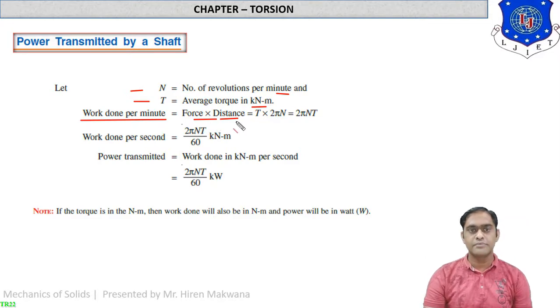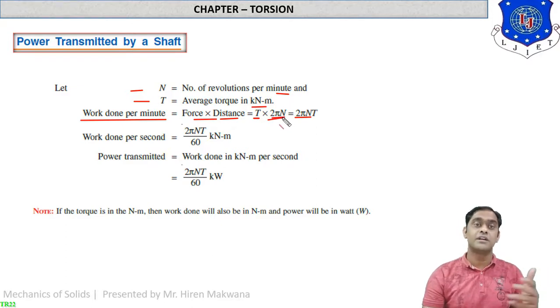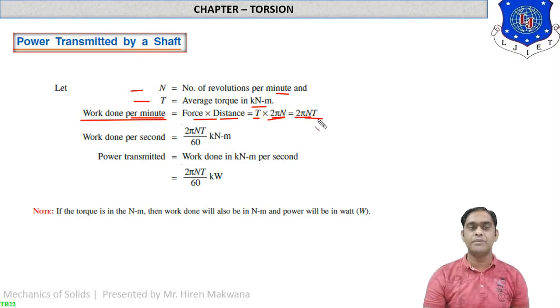So force means T, and distance traveled is 2 pi N. Force into distance is T, torque, and distance is circular. Therefore it is taken as 2 pi N in revolutions per minute. Here it is written as per minute. So 2 pi N T will be the work done.